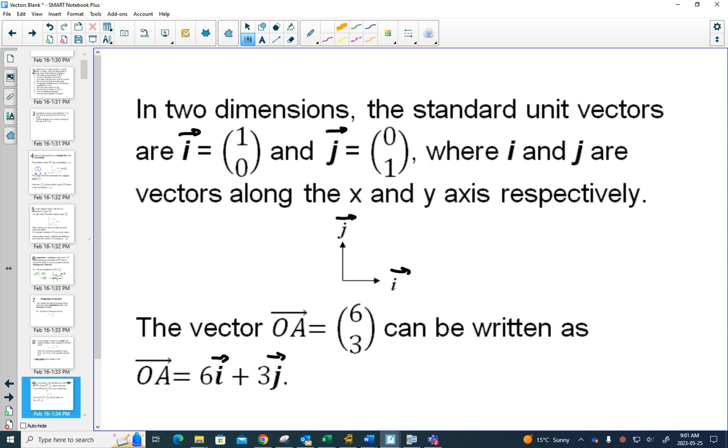So we can write 6, 3 as 6 in the x direction and 3 in the y direction. We can write it as 6i plus 3j.